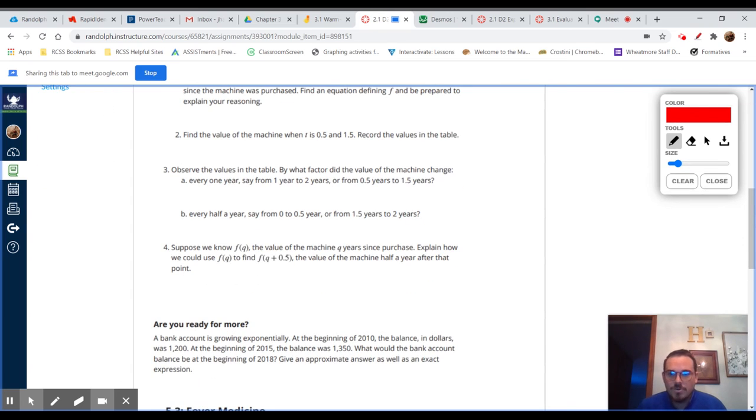Number 4 says, suppose we know f of q, the value of the machine q years since purchase. Explain how we could use f of q to find f of q plus 0.5, the value of the machine half a year after that point. So how am I going to take this whole idea of f of q, where q is years since purchase, to explain how we could use that and find f of q plus 0.5? So essentially we're plugging this into the function now where half a year goes by.